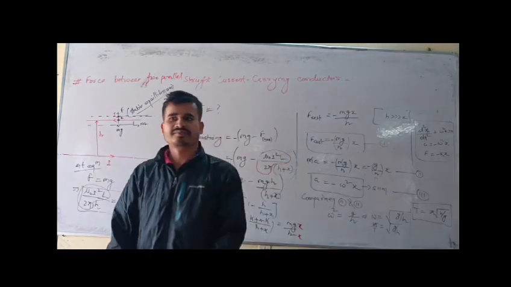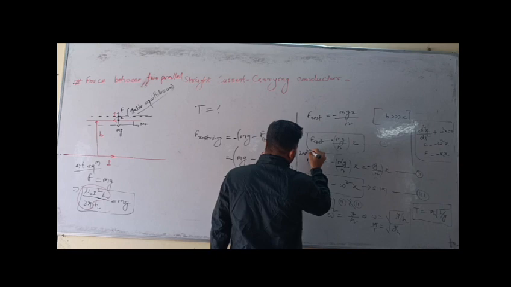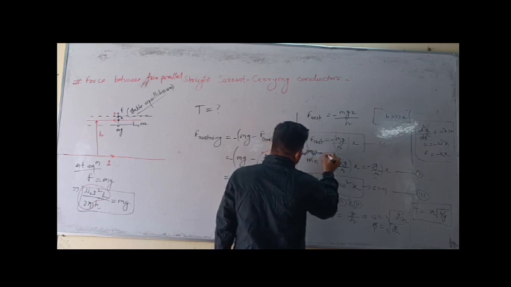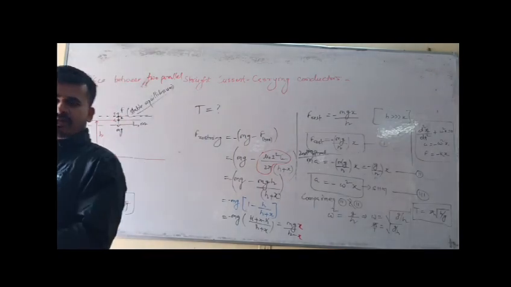Okay. Copy this in the second method. Writing the second method after the first method. Now what?